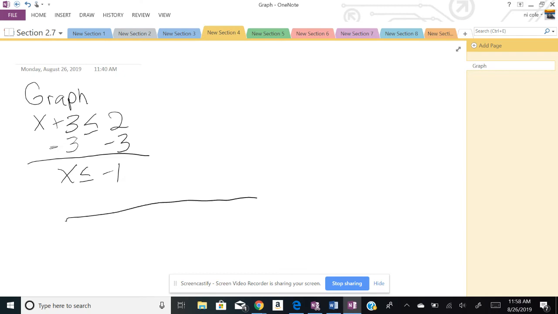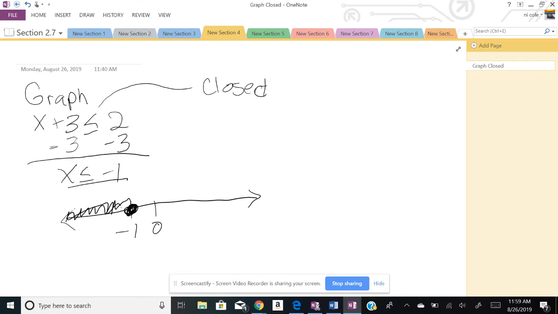I come along, put in my 0, put in my -1, and that tells me it's closed. It's a closed circle. All right, so at -1, I'm going to go this way. And now I'm going to look at my inequality here, and it reads x is less than or equal to -1. So that means I'm going to fill in the line this way.